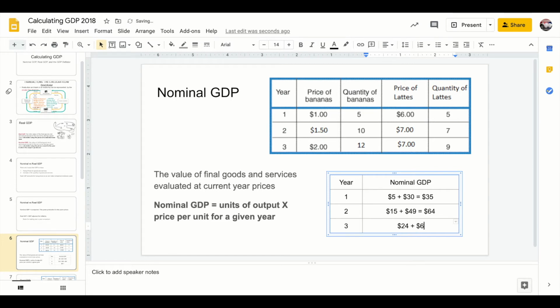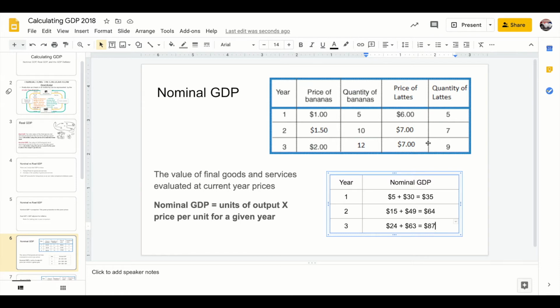Where's my dollar sign? $63. And that comes out to $4. What is it? This is what our nominal GDP is for each year. So nominal GDP rose from year to year. It was $35 in year one, $64 in year two, and $87 in year three.